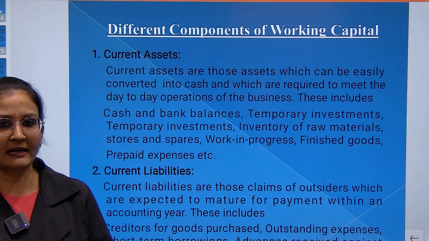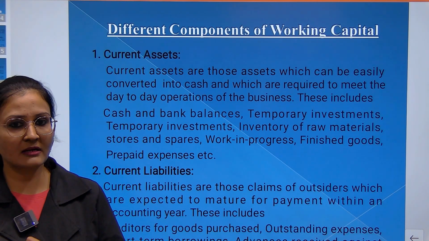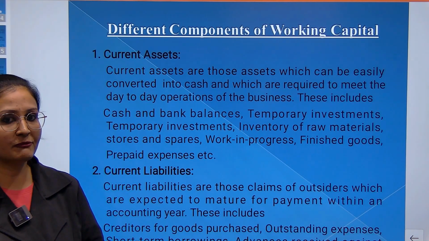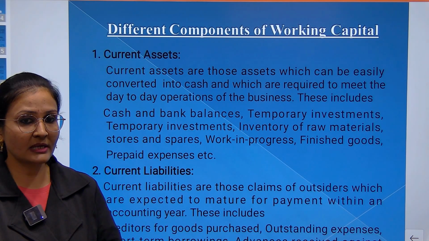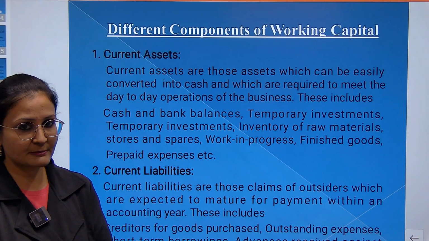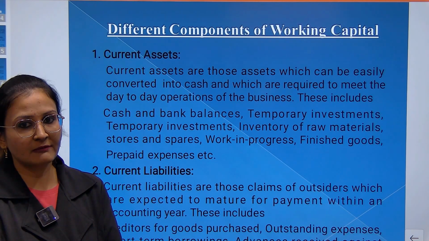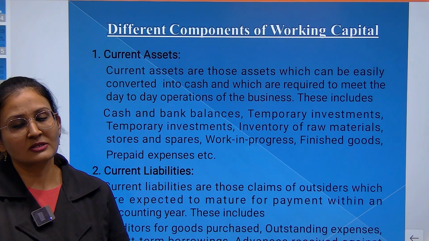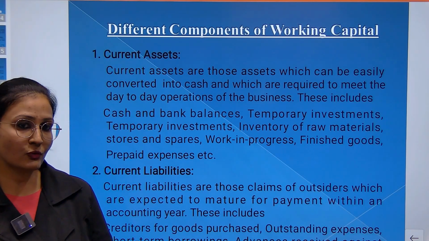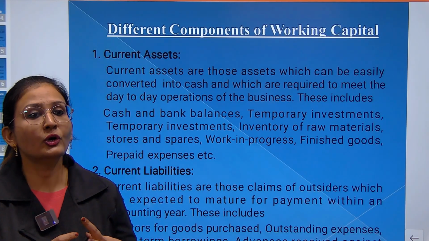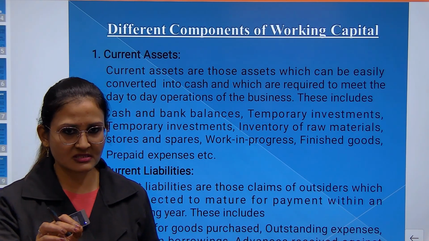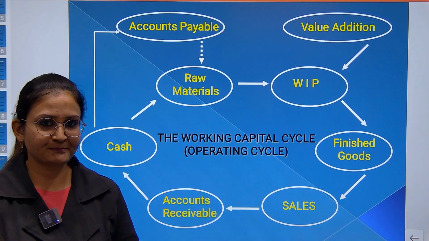Now we will see current liabilities. Current liabilities are those claims of outsiders which are expected to mature for payment within an accounting year. So these include creditors for goods purchased, outstanding expenses, short-term borrowing, advances received. These are the basic examples of current liabilities. It means you have to repay that amount to the outsider from whom you have taken the amount. So this is the basic meaning of current liabilities.